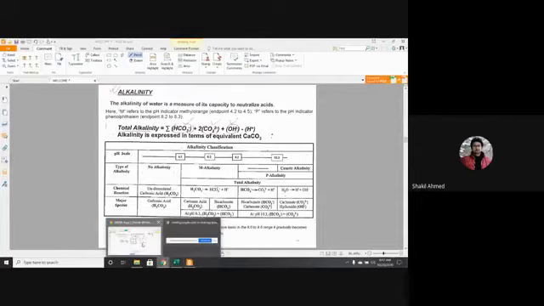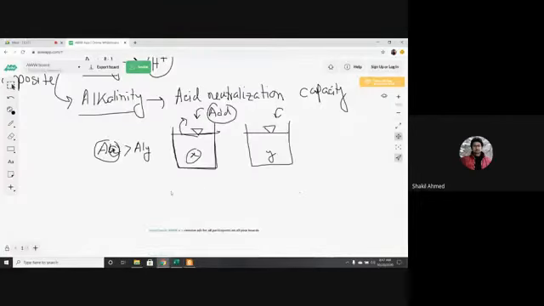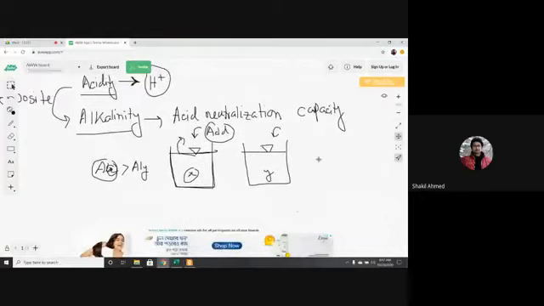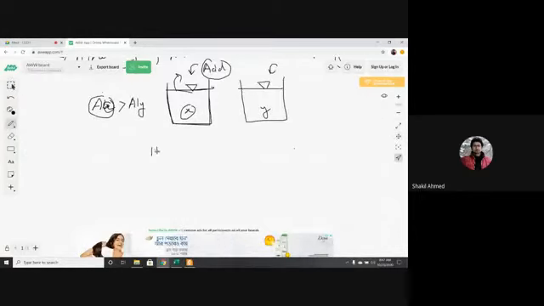What happens if you have bicarbonate ion, HCO3 minus? When you have bicarbonate ion, this has the capacity to neutralize acid. How? It can take hydrogen ion, absorb it, and produce H2CO3. That means this is neutralizing the acid.